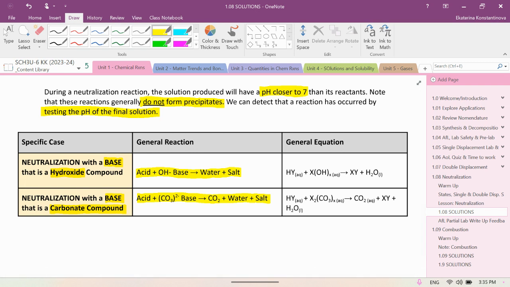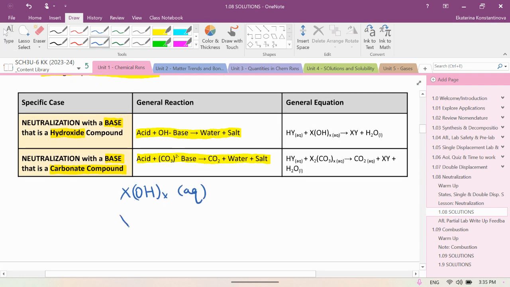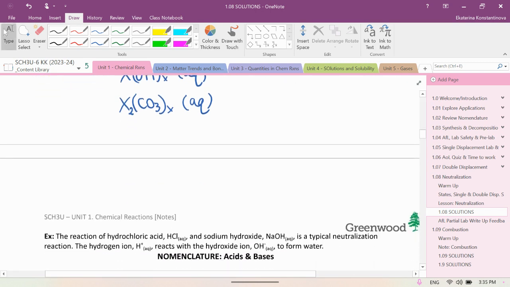Remember that you're looking for a base to have some kind of metal with a hydroxide, and it's going to have to be aqueous state, or it's going to be some kind of metal or a positive polyatomic ion with a carbonate. Carbonate has a charge of 2 minus, and it will be aqueous. So those are your two options for bases. Look out for those to identify a neutralization reaction.